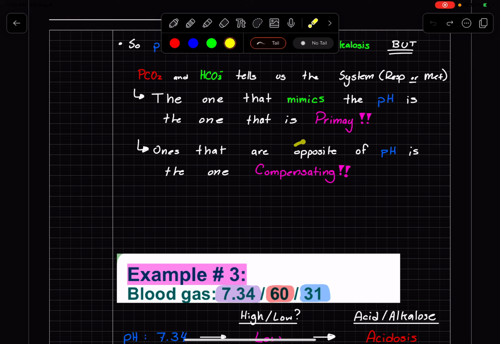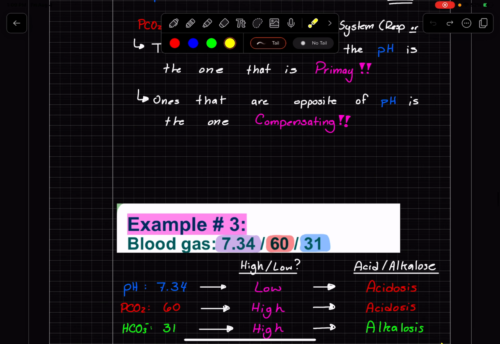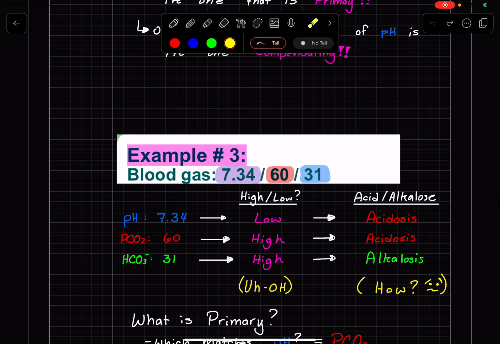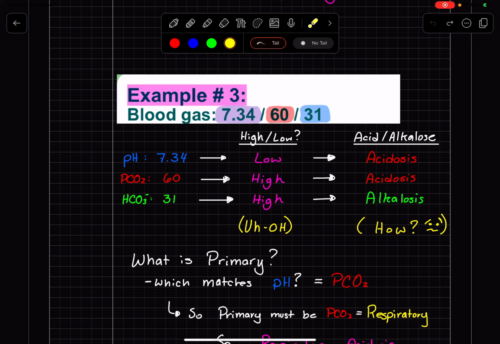Okay, ones that are the opposite of pH are compensatory, meaning your body's trying to actively change what's going on, so they activate a process to change that. That's a compensatory action. And we'll use the example to show how that works. Okay, so we did have the example before, so now we're going to have this example. Probably going to be more complicated just by order of events. So I have your things down here.